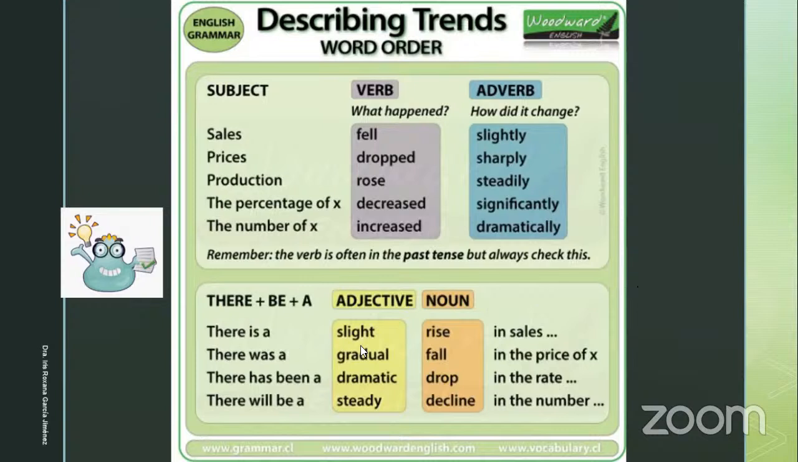There is a slight rise in sales. There was a gradual fall in the price of an X. There will be a steady decline in the number that we know. Just check how these sentences are constructed. Just extra information for being properly prepared on these topics, okay?